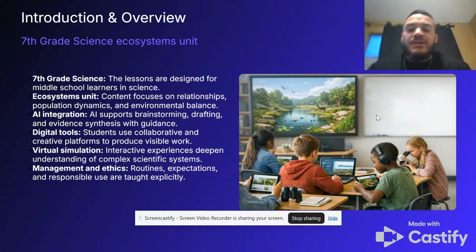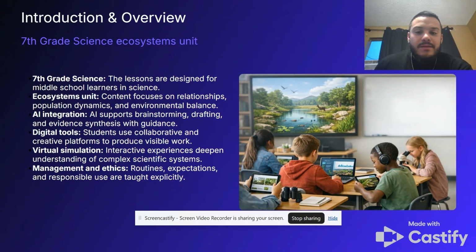For the introduction and overview, the 7th grade science ecosystem unit. So the grade level is 7th grade. The subject is science. These lessons are designed for middle school learners in science, learning about the ecosystem by relationships, population dynamics, and environmental balance.